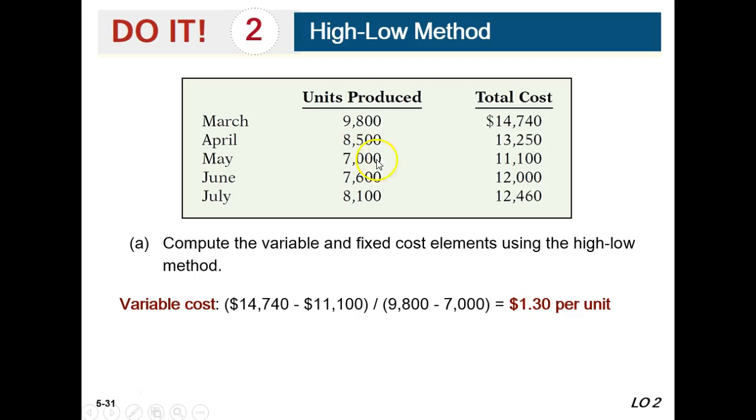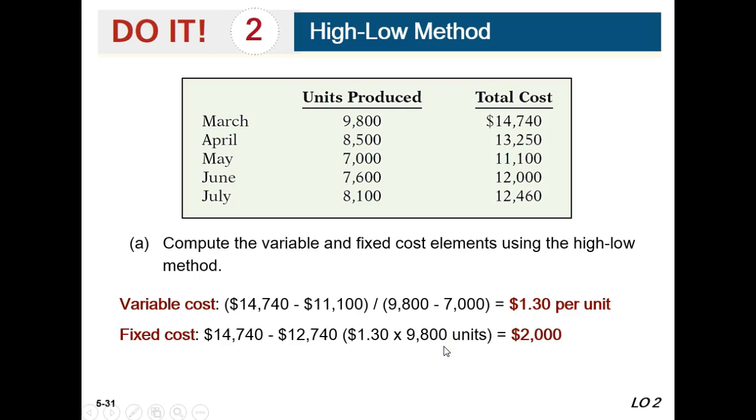We then take the low month, 7,000 units, and the high month, 9,800 units. We subtract the 7,000 units. We come up with $1.30 per unit. Okay?